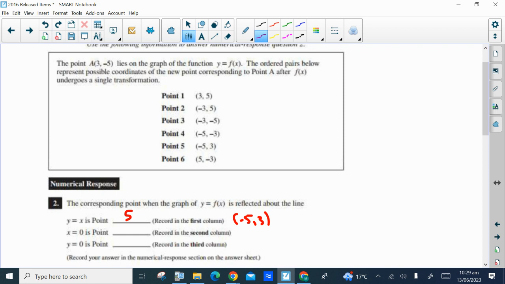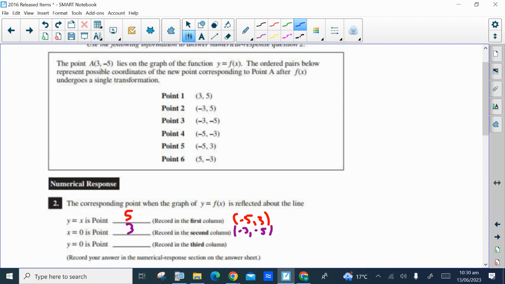The next thing we're told is that f of x is reflected about the line x equals 0. Well, the line x equals 0 is the y-axis. If it's reflected over the y-axis, you change the sign on x, and the y value stays the same. So it'll become negative 3, negative 5. Instead of being 3 units to the right of the y-axis, now it's going to be 3 units to the left. So negative 3, negative 5 is point 3.